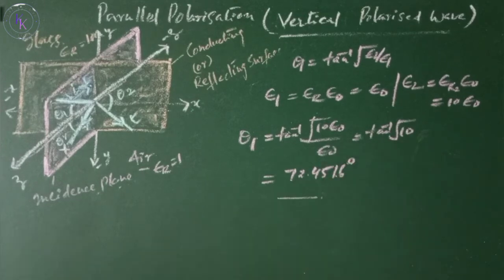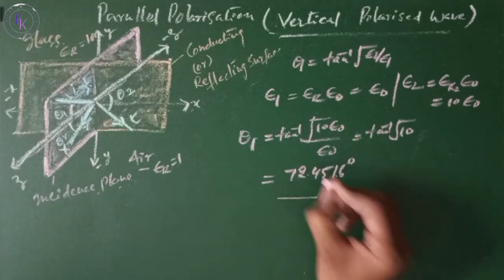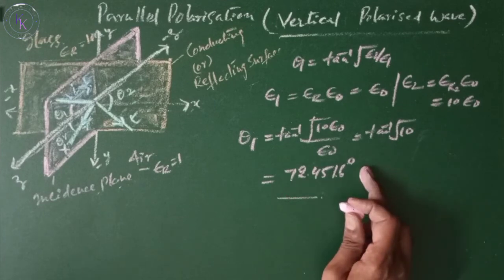72.4516 degrees. If a wave traveling in air medium is incident on a reflecting surface of glass at 72.4516 degrees, then there is no reflection.